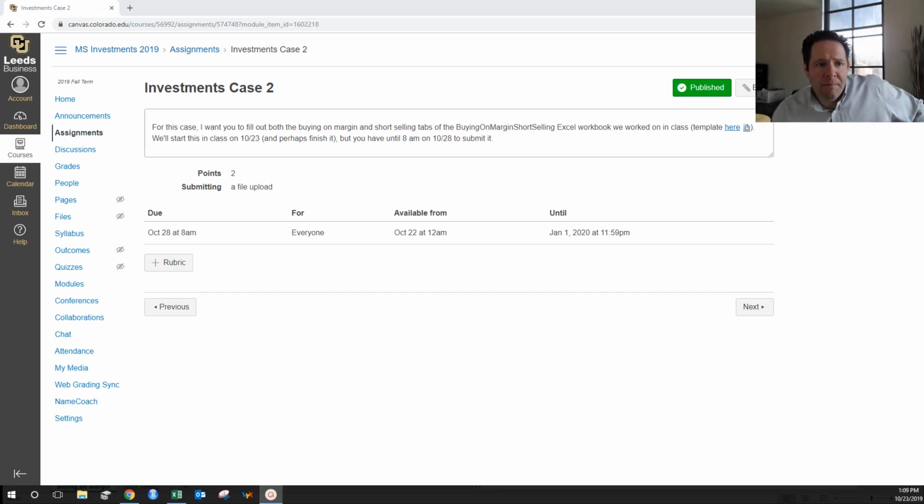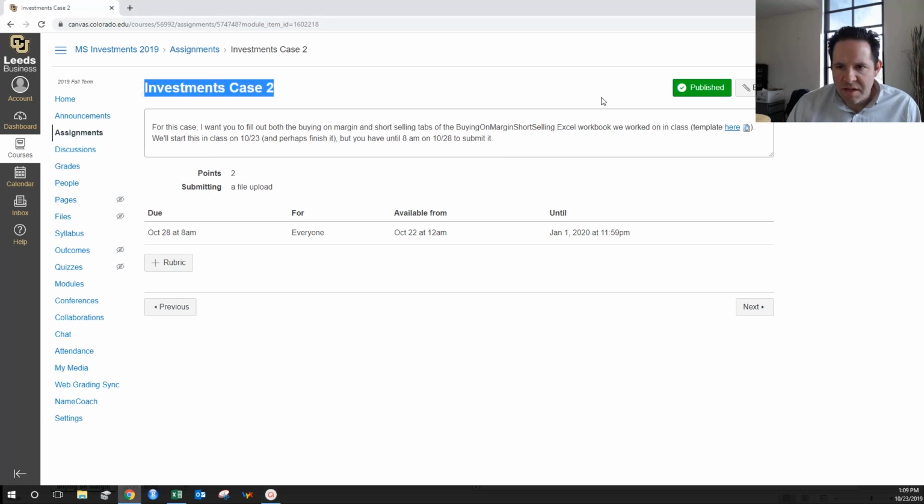Okay, so today what I'm going to record is a little illustration of how to go through investments case 2, which is what we were going to do in class until the gas leak happened. So you can see here in Canvas, here's investments case 2.